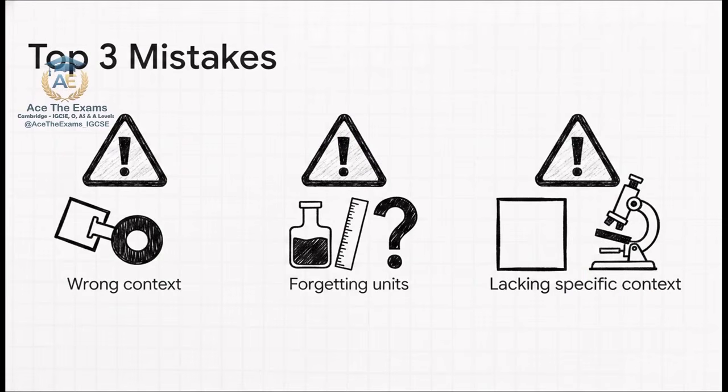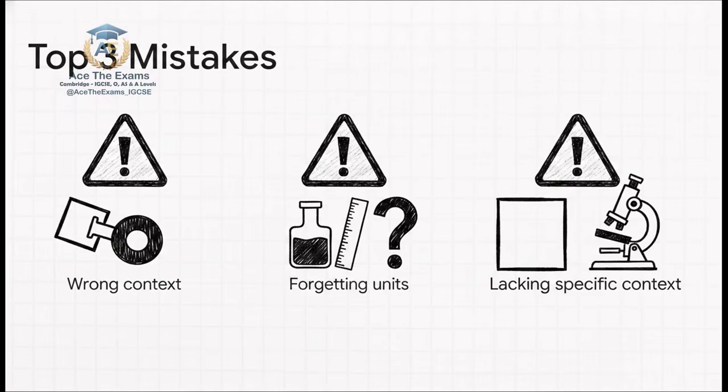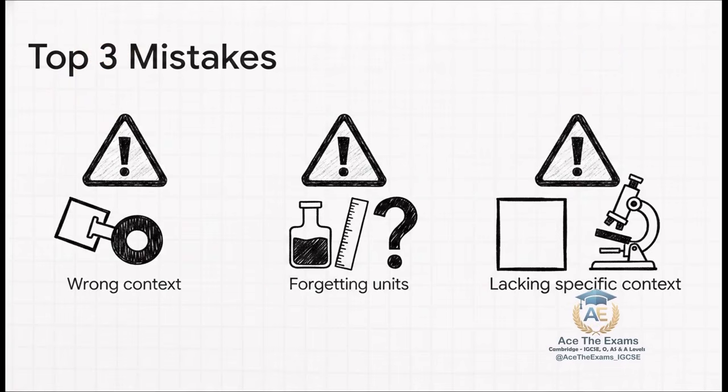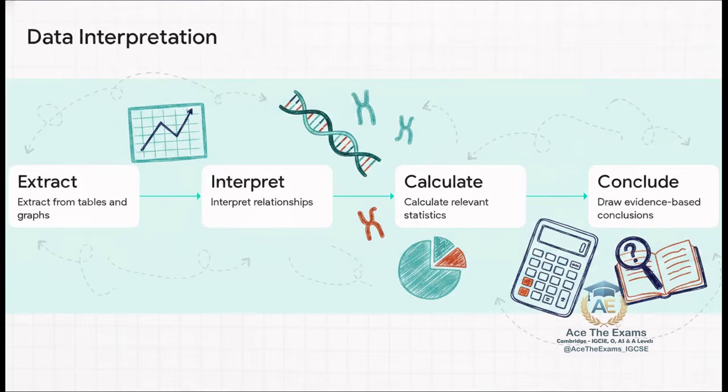This all builds right into the top 3 examiner warnings. First up, using the wrong terminology for the wrong context. Second, rushing and forgetting to check units, which happens all the time when calculating statistics under pressure. And third, providing answers that entirely lack specific context. Essentially, if your answer could apply to any generic textbook question out there, it is simply not specific enough for a Cambridge A-level exam.